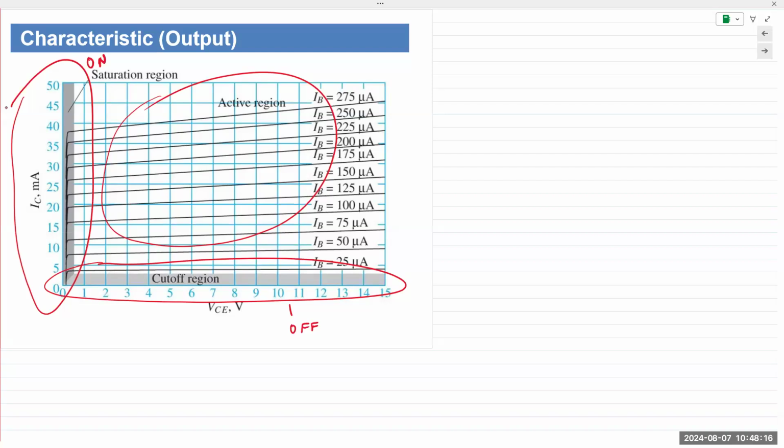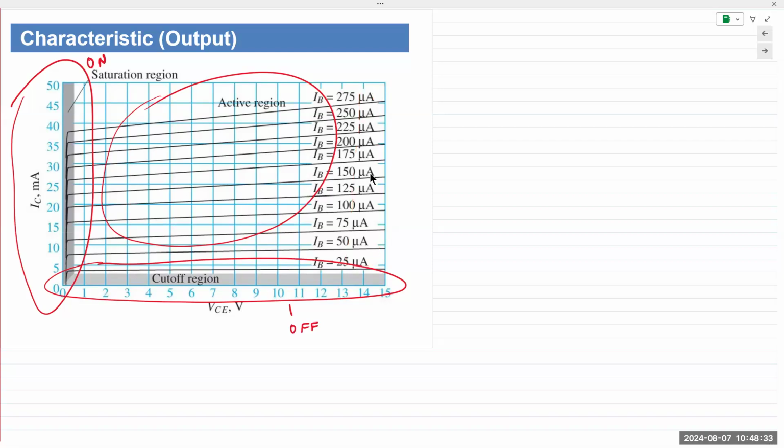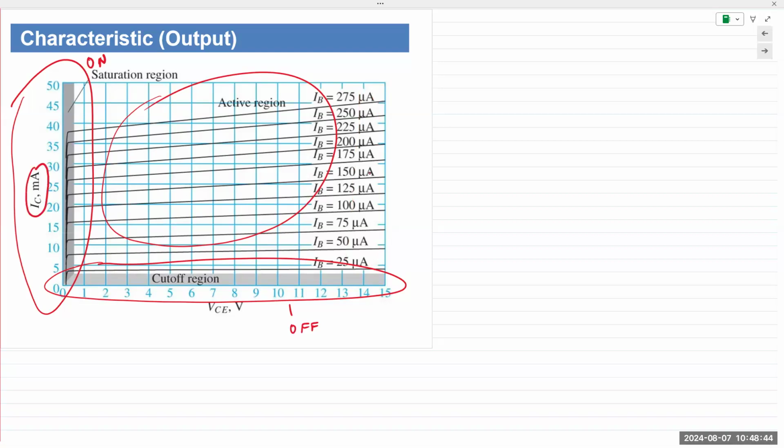An active region is where we use the amplification factor of a transistor. Look at the unit prefixes of the input base current. They're all in microamps, 10 raised to minus 6. Whereas the output collector current is in milliamps, 1,000 times more. It doesn't seem like it, it's a small difference between a micro and milli, but there's a huge difference, 1,000 times.